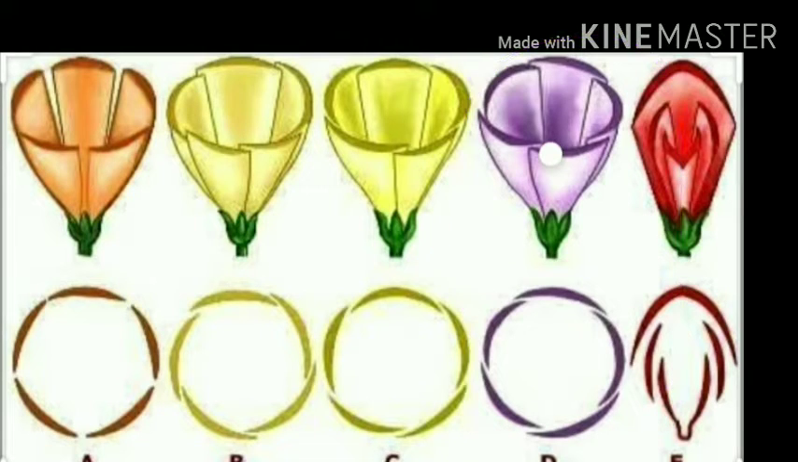So basically, let's talk about vexillary venation. Have a look at this picture, you might understand. In pea and bean flowers, there are 5 petals. So generally, if you are taking the petal part, just try to understand.